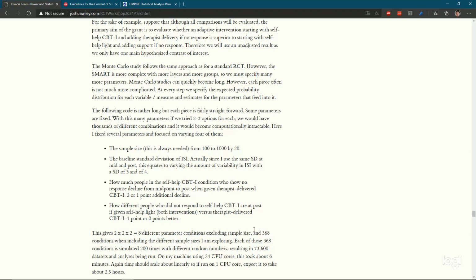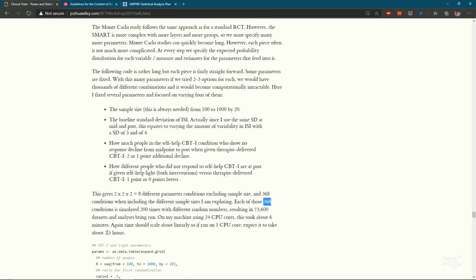excluding sample size. Trying samples of 100 to 1,000 by 20 gives us 368 conditions when including the different sample sizes exploring. Each of those 368 conditions is simulated 200 times with different random numbers, resulting in 73,600 data sets and analyses being run. On my machine, again using 24 cores, this took about 6 minutes.